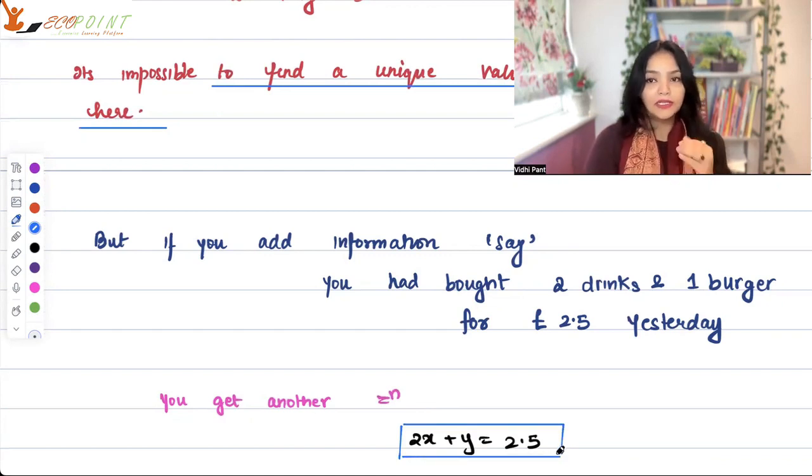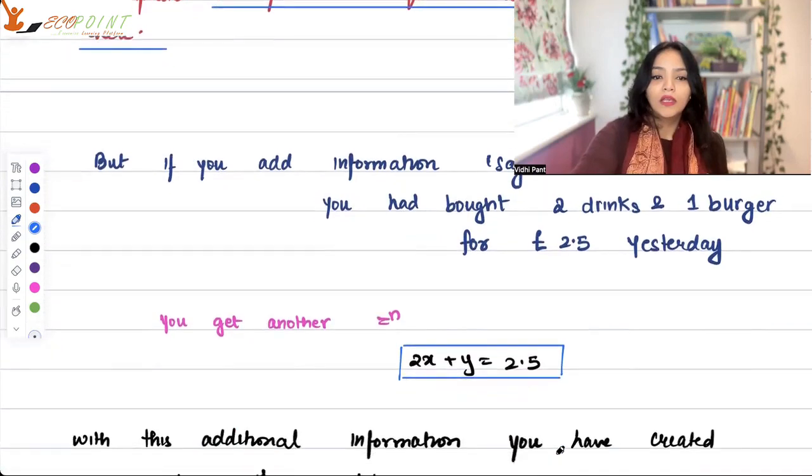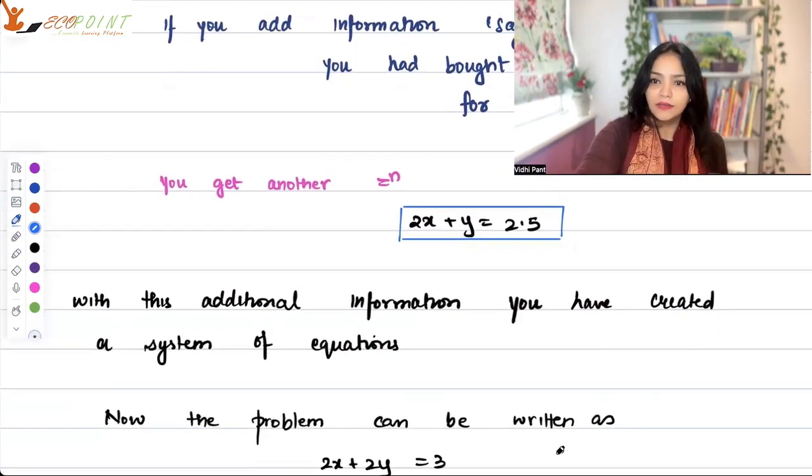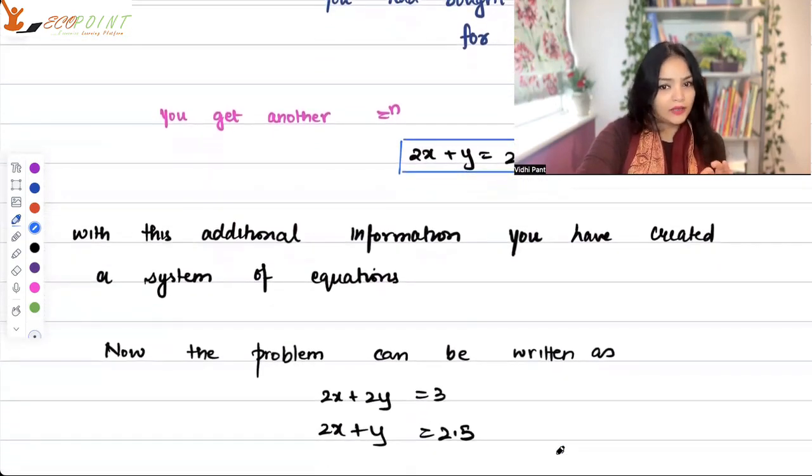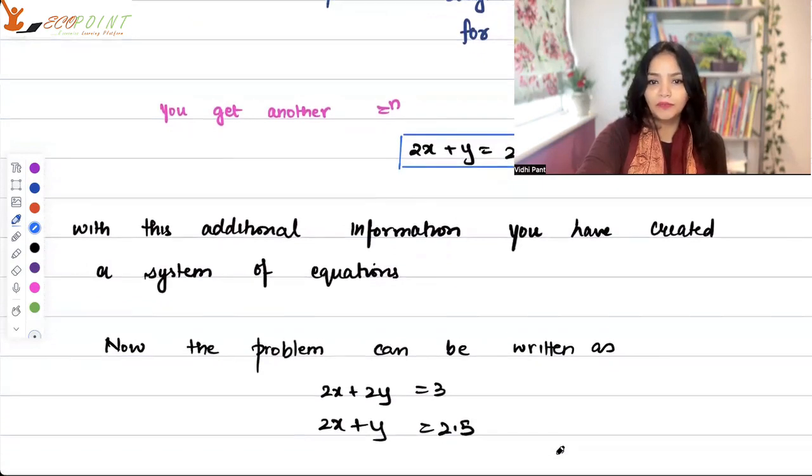Now what is happening? Now you have 2 equations in 2 variables x and y. Because you have 2 equations in 2 variables x and y, after looking at these 2 equations, you will be very easily able to find out how much an individual burger and drink cost you. With this, we have created the equations and we will be able to solve this problem.